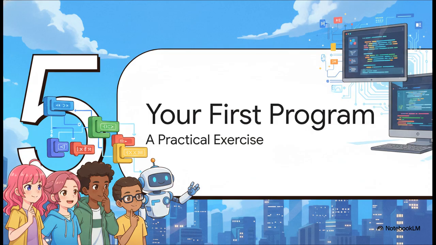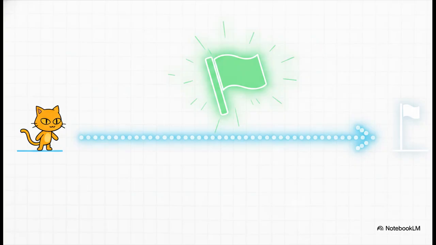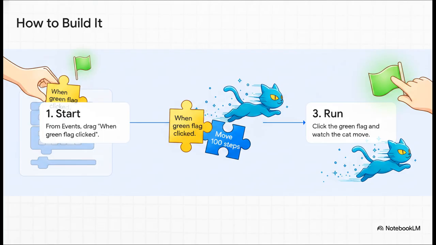We are going to build and run our very first program. This is your first test, and it's going to be your first big win. Our goal is super simple and clear. We want that cat sprite to move 100 steps across the stage. And we want it to happen right when we click the green flag, which is pretty much the universal go button in Scratch. Here's how we're going to do it in just 3 easy steps.